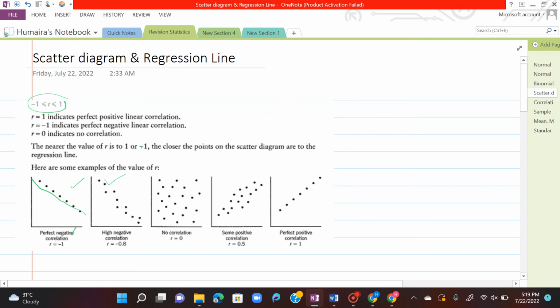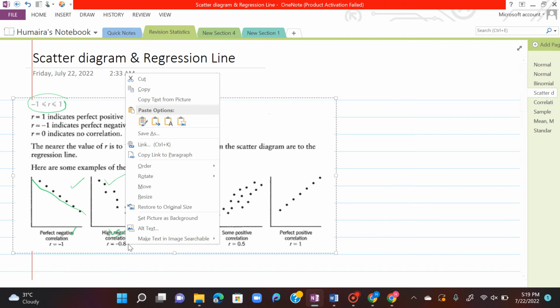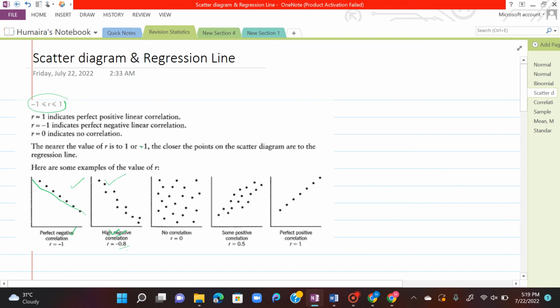Here the pattern is downward, but it's not a very straight linear line. So yes, it's negatively correlated, but not exactly minus 1. It can be minus 0.8, it can be minus 0.7. By looking at the diagram, I can say this. When I apply the mathematical formula, then I can find out what the actual value is. Over here it's written no correlation. In this diagram we can say there is no correlation because it's totally haphazard.